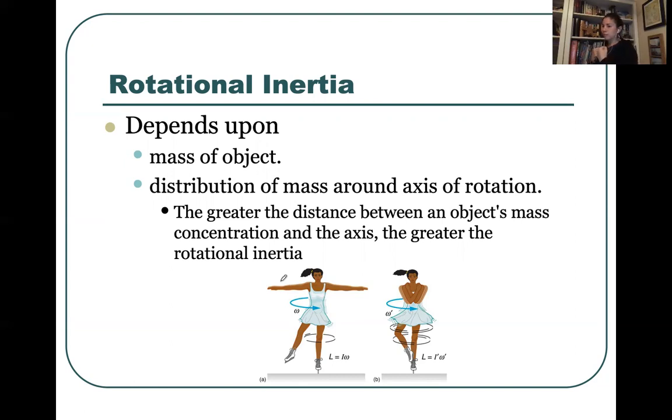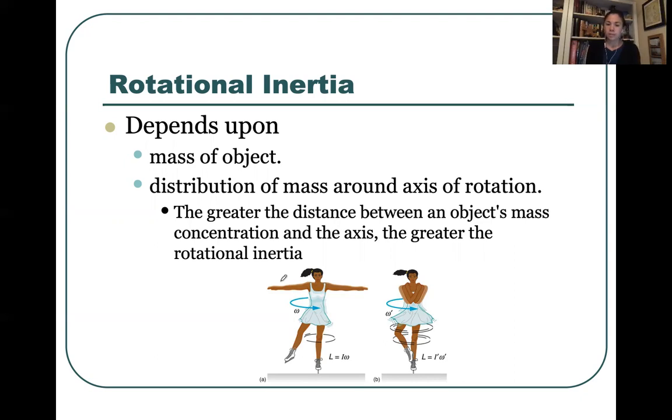You can start by rotating like this, and it's going to be very easy. And then you can extend, and you'll see that it will change the angular speed. For a more dramatic effect, you can also hold something heavy in your hands and repeat. By having the mass move away from the axis of rotation, you're going to increase rotational inertia. So that is important.